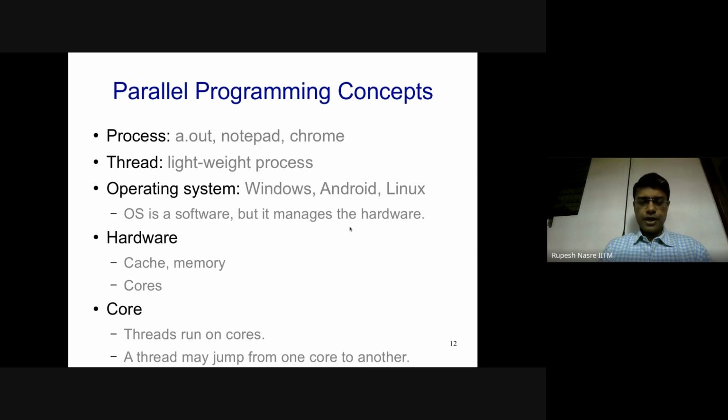So before we jump, since Shikhar was asking this question, and I usually get a lot of students from various branches, and therefore we have different backgrounds, I thought that I'll get some concepts cleared as we go along. So we talk about processes. So a.out, Notepad, Chrome, any game you are playing, all of these are different processes, which are typically defined as a program in execution.